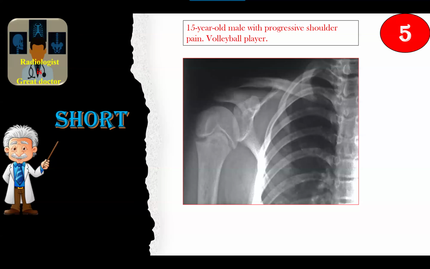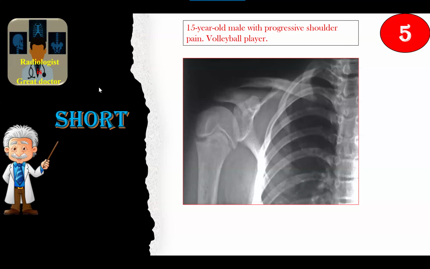15-year-old boy with progressive shoulder pain, volleyball player. What is the abnormality first? Do you see it? No problem. Anyone? The history is very suggestive of a certain type of injury. Yes, correct, widening of the physis. Correct. It has a certain name, by the way.